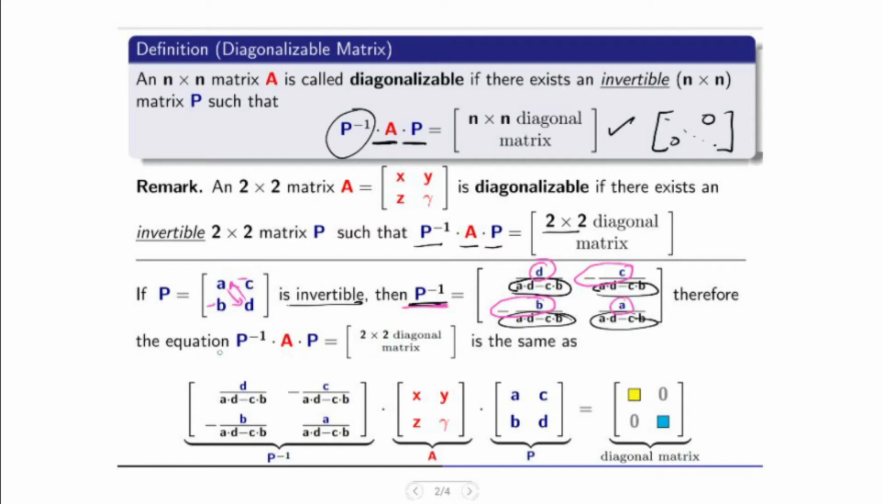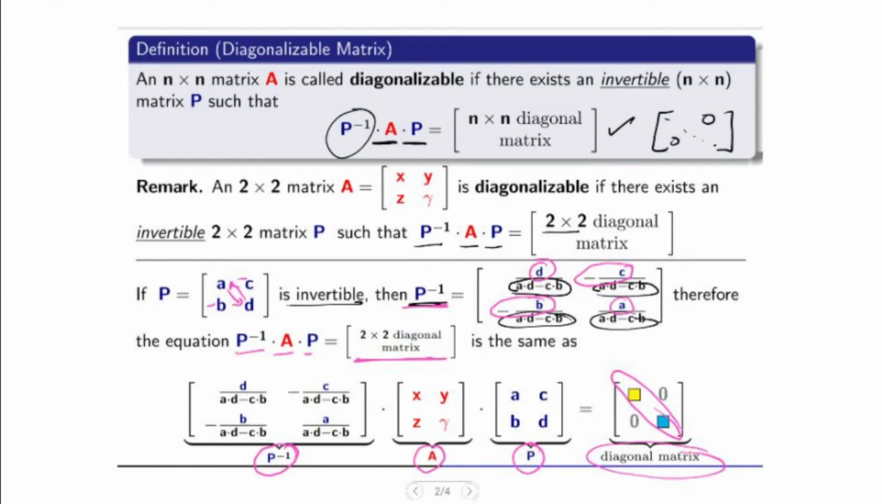And then after you get the inverse, you can take the inverse multiplied with A and the matrix P itself, and you will get a 2 by 2 diagonal matrix. So it is the same as saying here you have P inverse times the matrix A times the matrix P, and when you multiply them you get a diagonal matrix where the diagonal elements are non-zero elements and all the other elements are zeros.